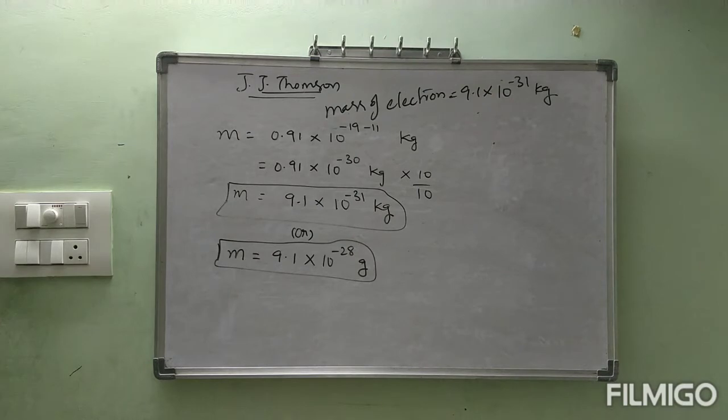Thomson, by using that experiment, the deflection of cathode rays in the presence of electric field and magnetic field, we have studied that one and we got the e/m ratio value as 1.75 into 10 power 11 coulombs per kilogram. And by using Millikan's oil drop experiment, we found the charge of electron as 1.602 into 10 power minus 19 coulombs. By using these two values, finally we got the mass of electron.